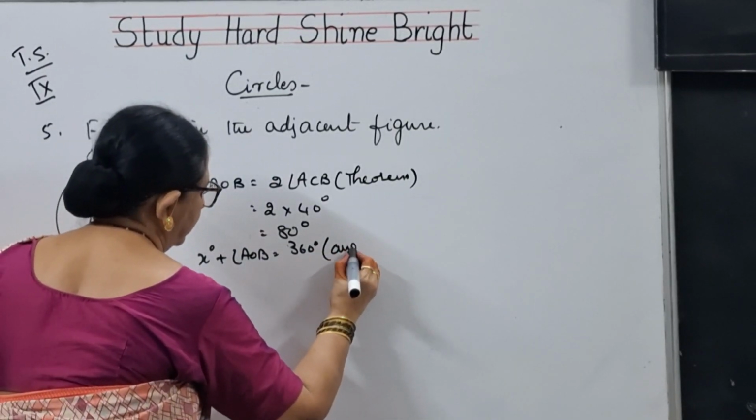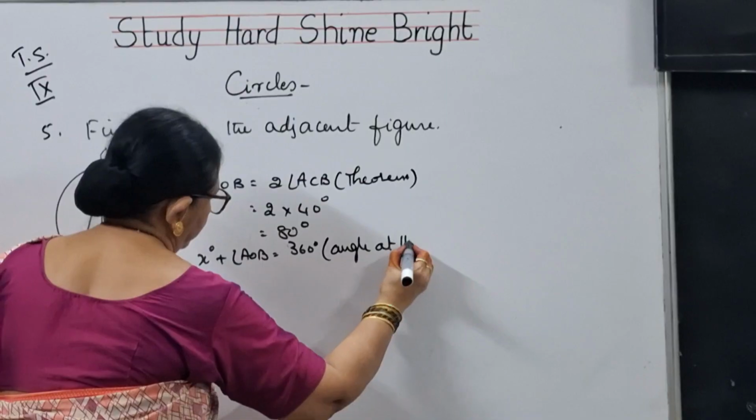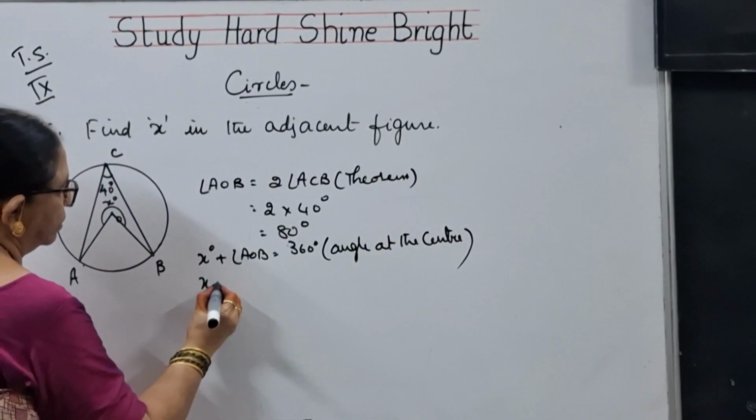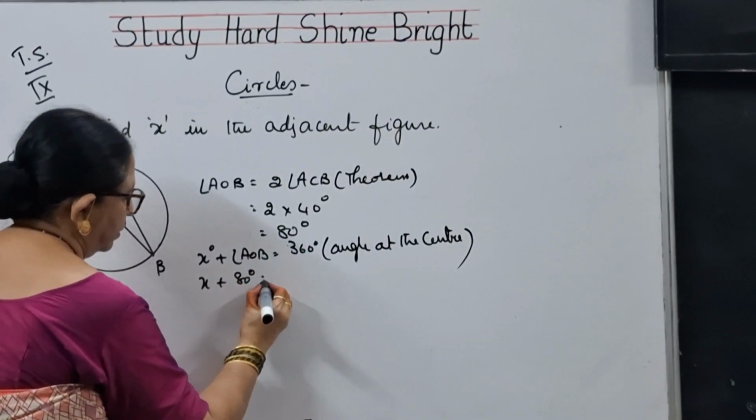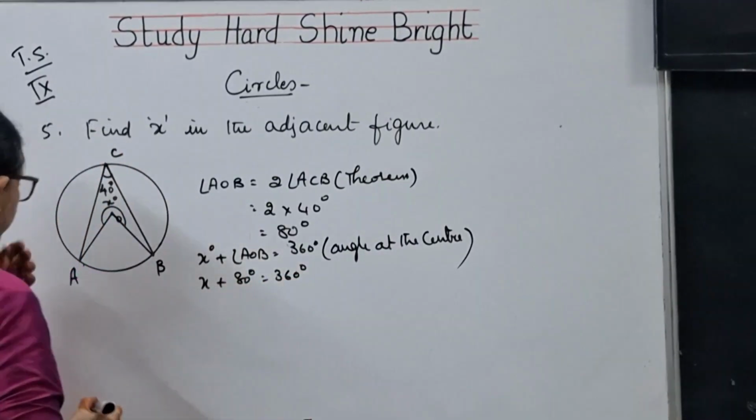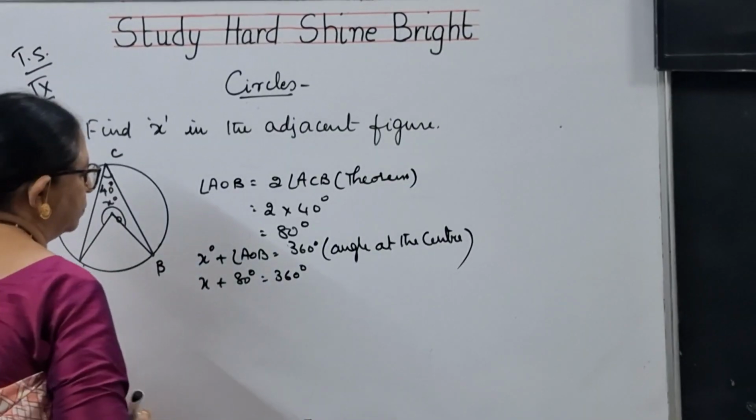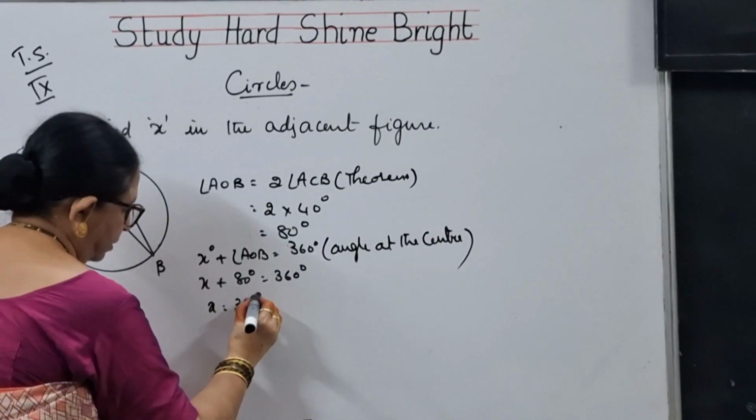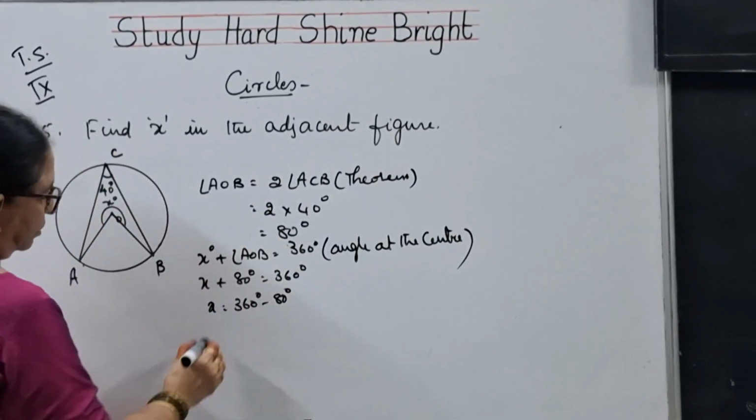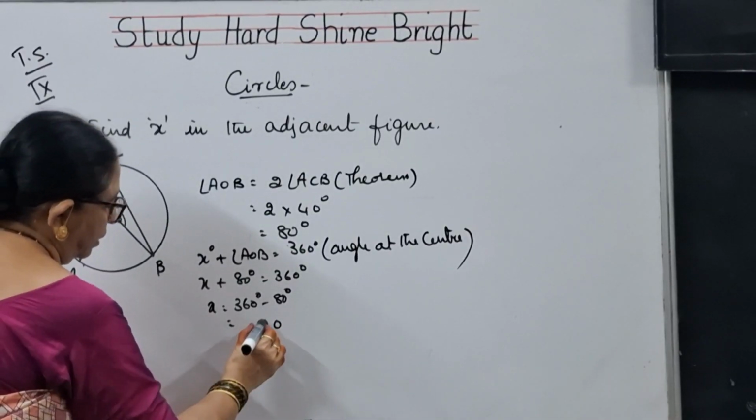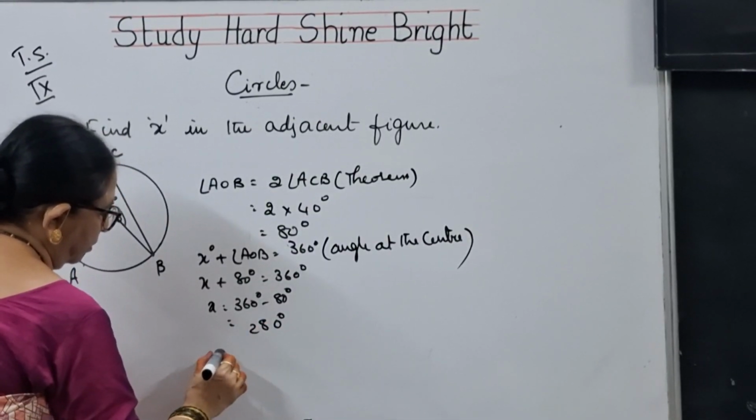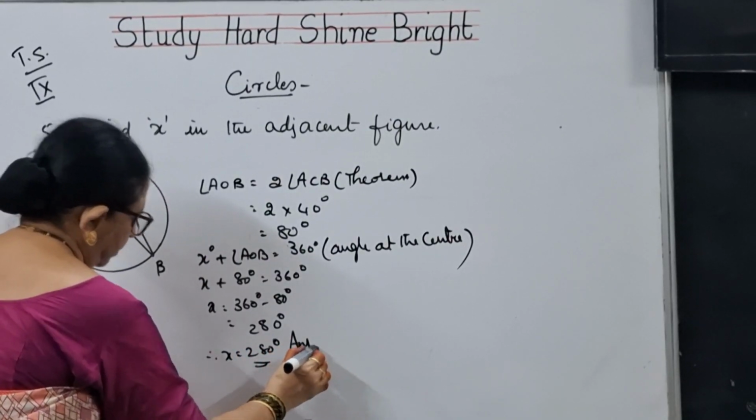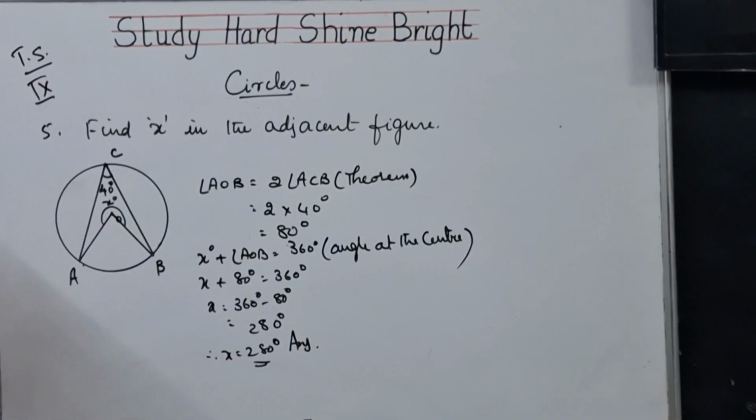This is nothing but angle at the center. So, x plus 80 degrees is 360 degrees. Now, x is nothing but 360 degrees minus 80 degrees. So, how much you are getting? 280 degrees. Therefore, x is equal to 280 degrees. This is the answer, children. Please note it down.